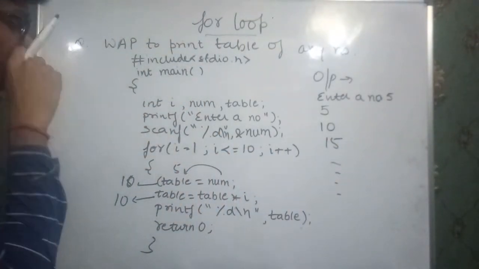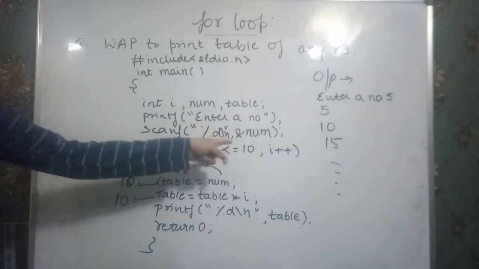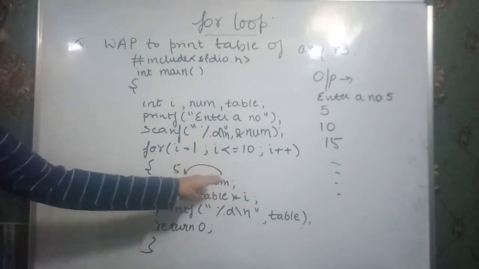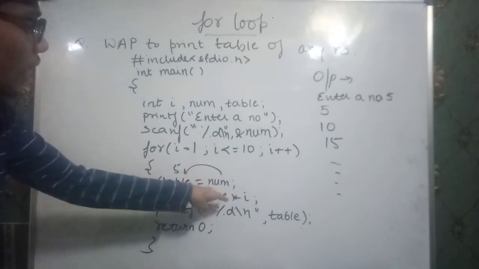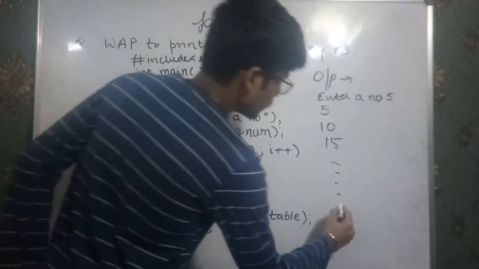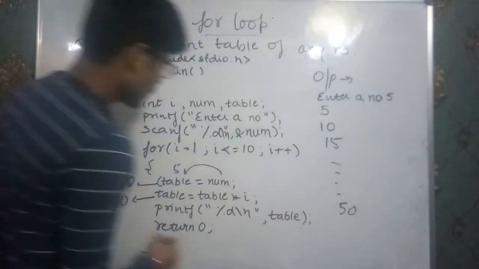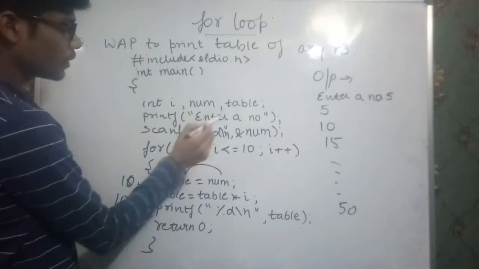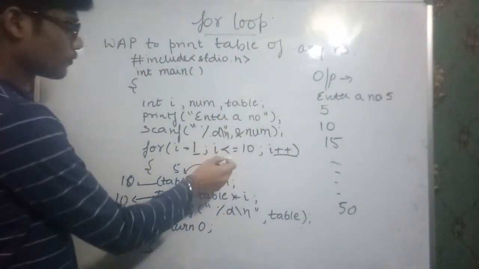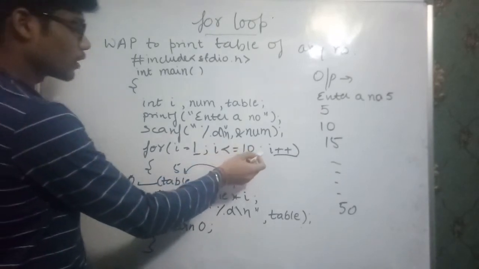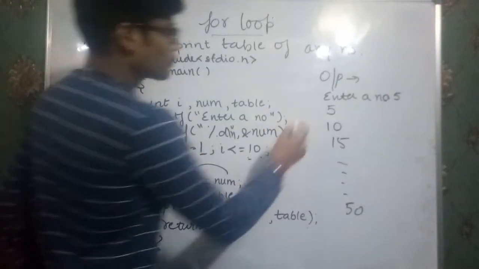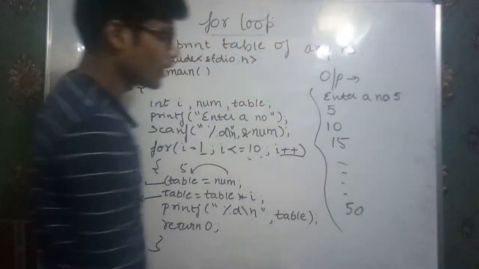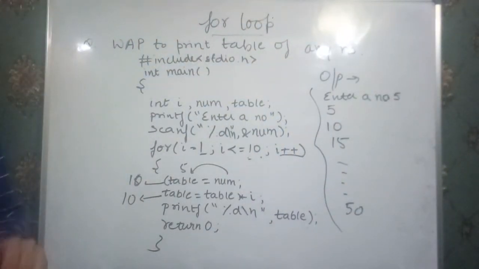Till i becomes 10. In the 10 case, 10 is less than or equal to 10, condition true, 5 will be transferred to table again, then 5 into 10, that is 50, and then i will become 11 as i plus plus. So 11 is less than or equal to 10, condition false, and it will go out of the loop. So this will be printed as the table of 5.